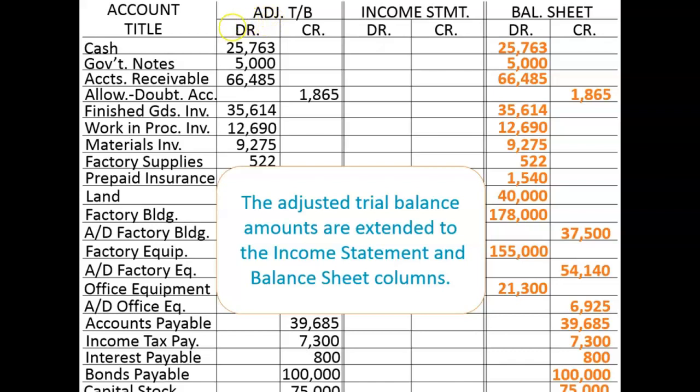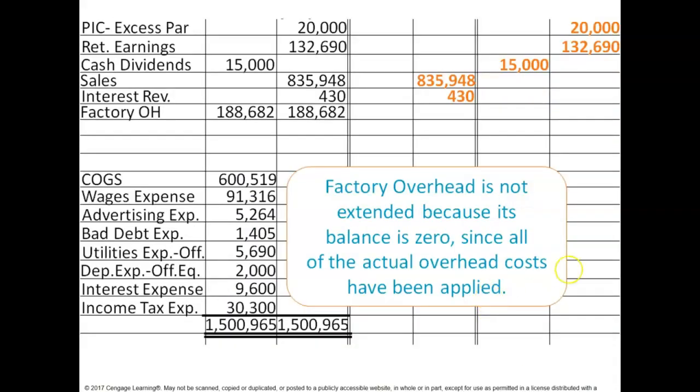And so now we're going to extend the adjusted trial balance calculations into whether they're income statement or balance sheet, into the various accounts. So we're going to start here, and we've got our balance sheet accounts first here, and then we'll hit the bottom half of our worksheet, and you'll see here now we've got income statement amounts that get extended over. And so factory overhead is not extended because its balance is 0, since all of the actual overhead has been applied.